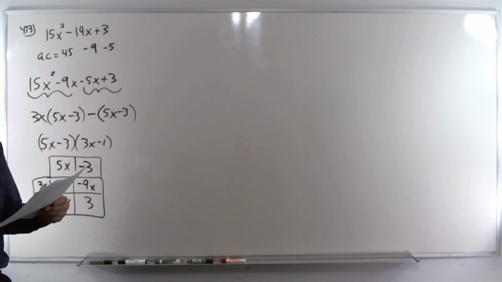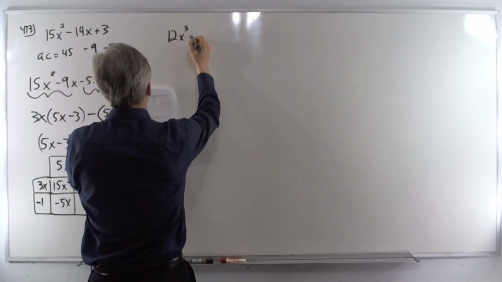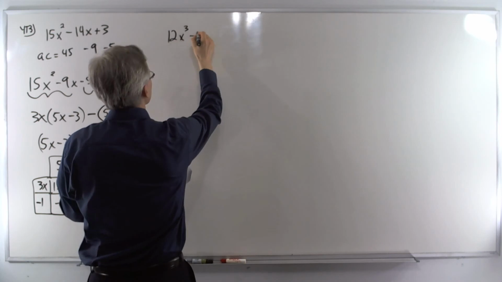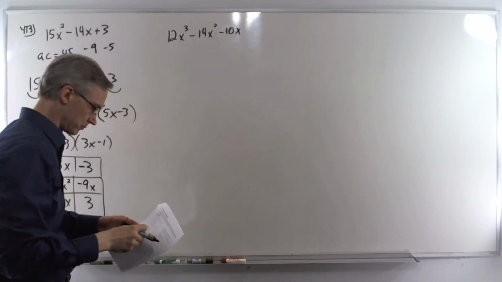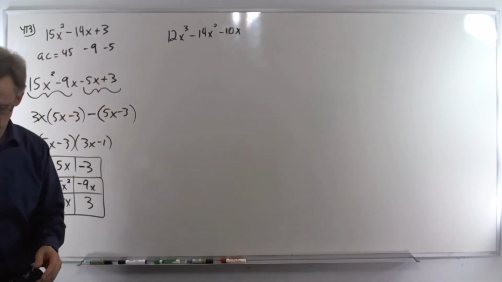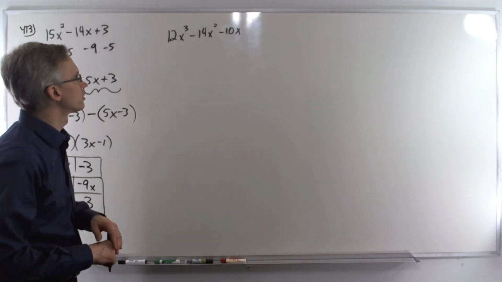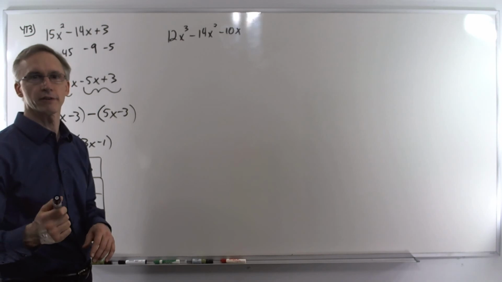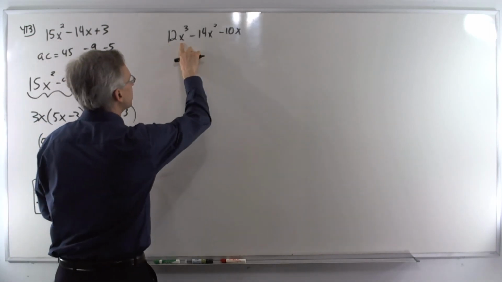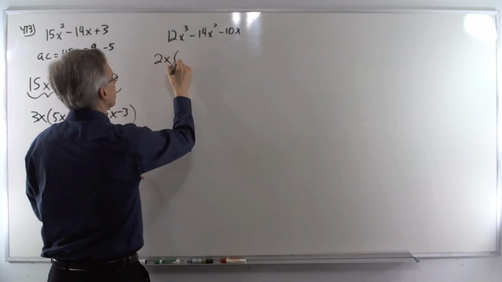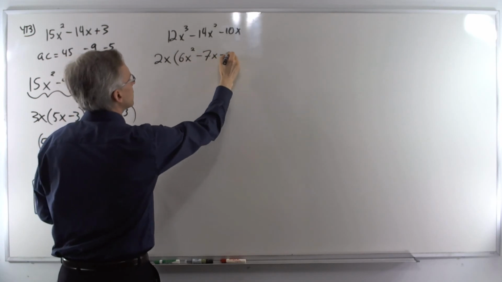Your turn, number 4. 12x to the third minus 14x squared minus 10x. So just a quick reminder before you get too far, pull out the GCF first. Every factoring problem starts with the GCF. We got all evens here, so we can pull out a 2, and we have x's in each of these. So we can pull out a 2x. That is 6x squared minus 7x minus 5.